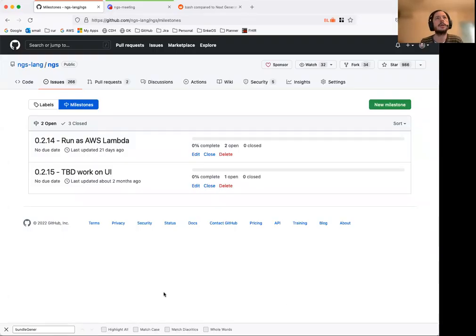I'll share the screen for a moment. Let's talk about milestones. I did a very small amount of work on milestone 0 to 14, run as AWS Lambda. The reason was that I was sick, so I didn't do much about this. I did just a bit.